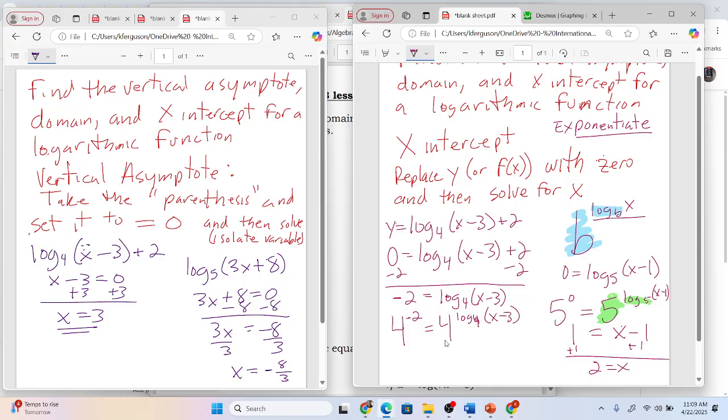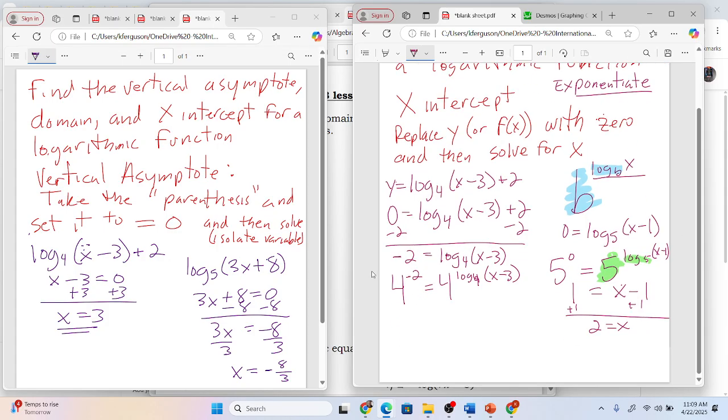x minus 3. So now that I did that, I've got 4 to the negative 2. Well, I know that 4 to the second power is 16. But 4 to the negative second power is what? It's 1 over 16. Remember, negative exponents, because we have to change them positive, it changes the position of what I have. So this 4 becomes 1 over 4. And then I take that to the second power, and that to the second power is 1 over 16.